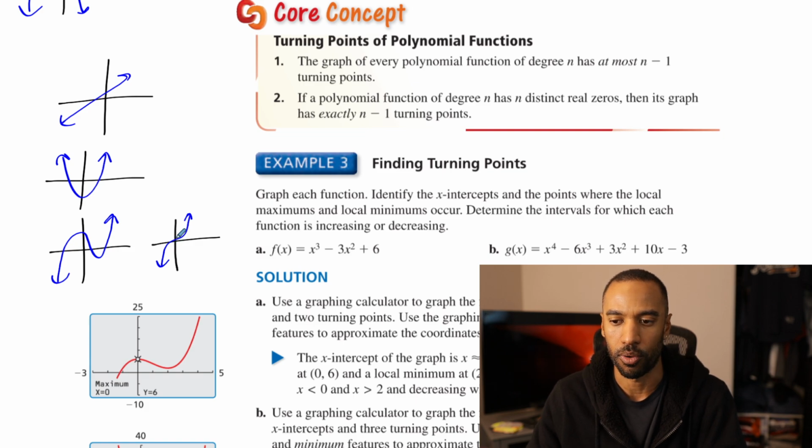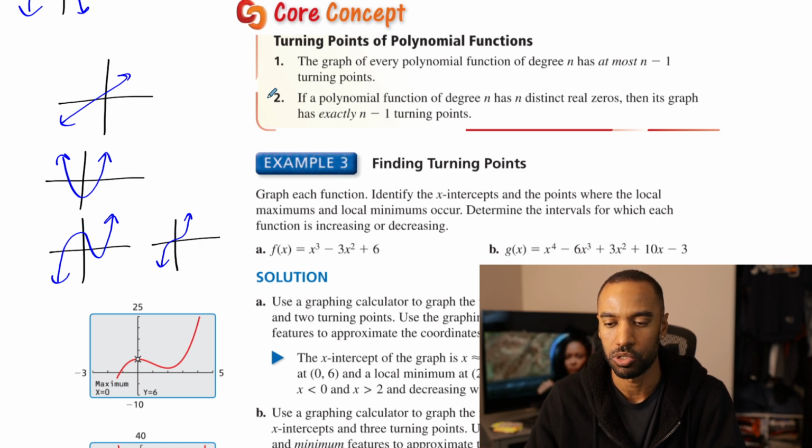Remember, this is not a turning point. It didn't have a local max or min. It never bottomed out or topped out, just continued on this path. This is truly two turning points.